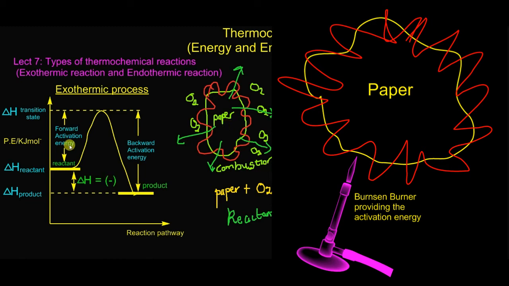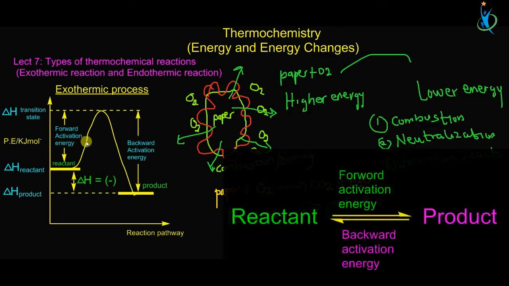So there is a minimum amount of energy that is supplied to the paper to keep on burning. And so that becomes the activation energy for the reaction. So activation energy is the minimum amount of energy that is supplied to the reactant in order to react to form the product. And so basically that is what we call the activation energy. And there are two types of activation energy. We have the forward activation energy and the backward activation energy.